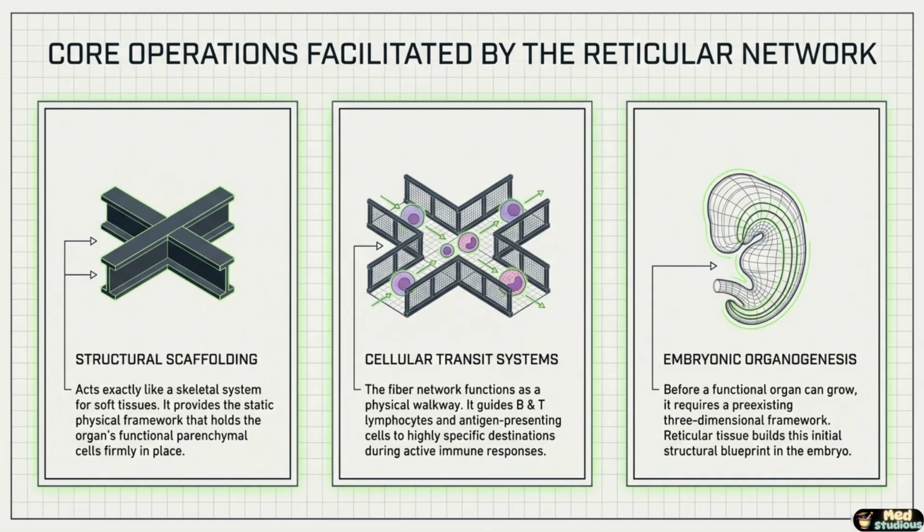Operation 3 is embryonic organogenesis. Before a complex, functional organ like a liver can grow, it requires a pre-existing 3-dimensional framework to grow onto. Reticular tissue builds this initial structural blueprint in the embryo, allowing the organ to take its final shape.